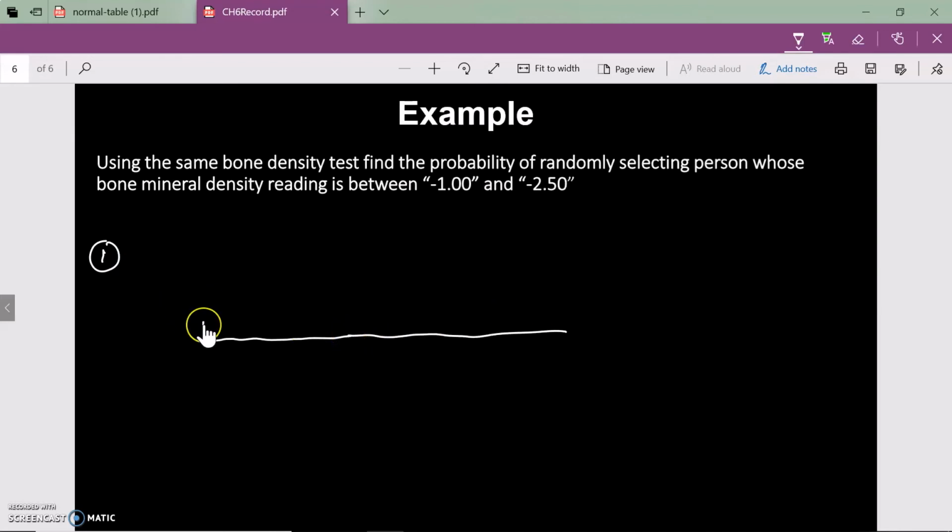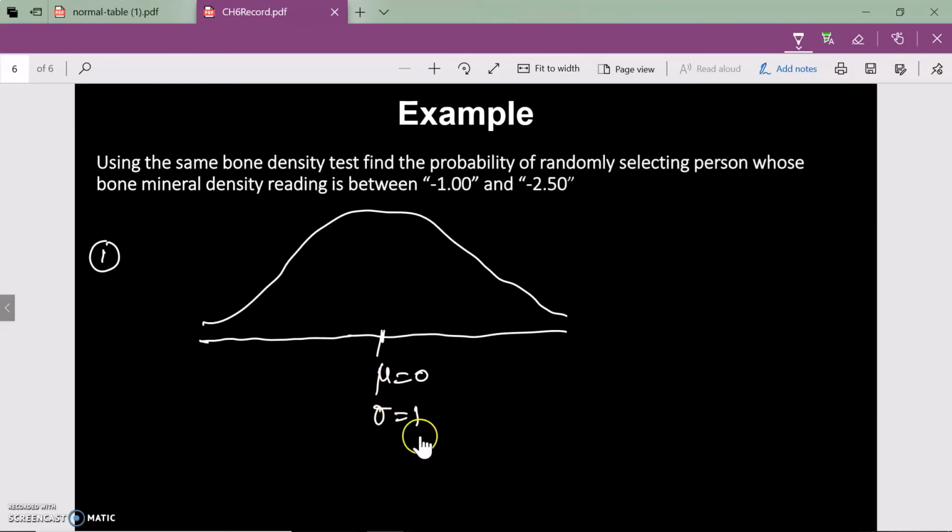Here is the bell-shaped curve I'm trying to draw. Exactly in the middle, write the mean value, which is 0, and the standard deviation, which is 1. We have 1, 2, 3, and -1, -2, and -3.